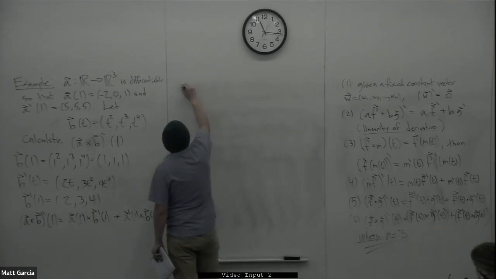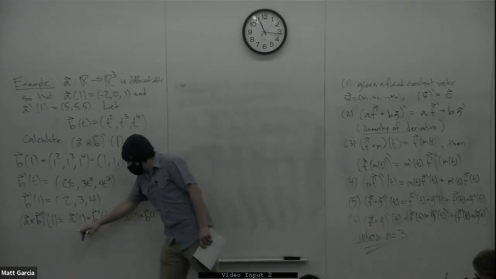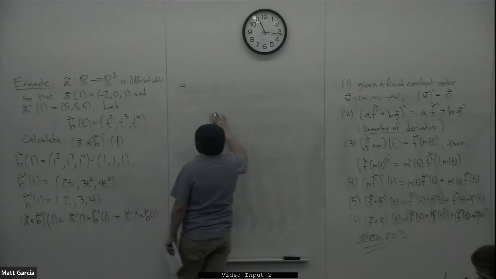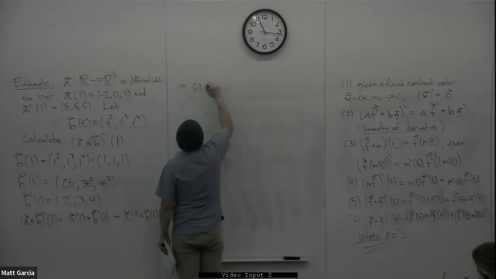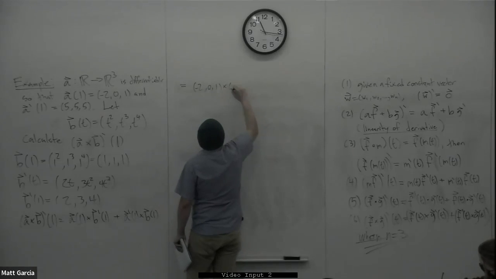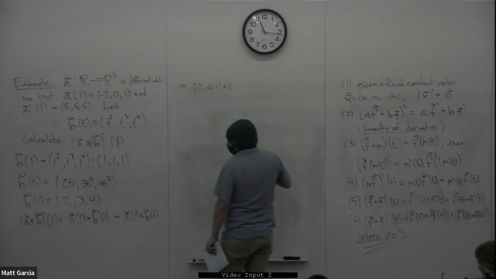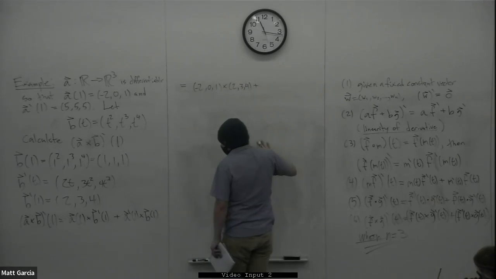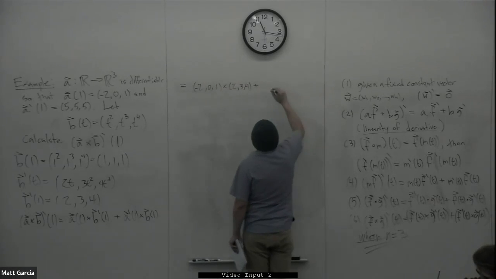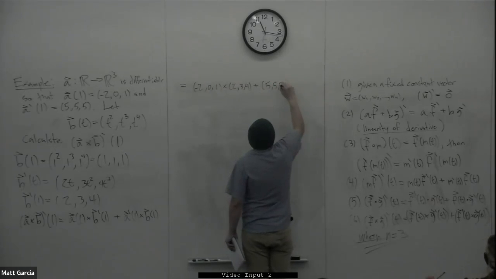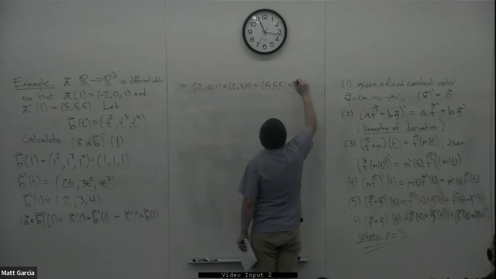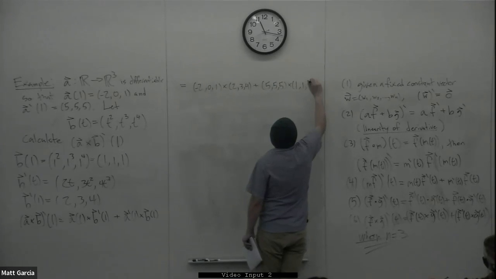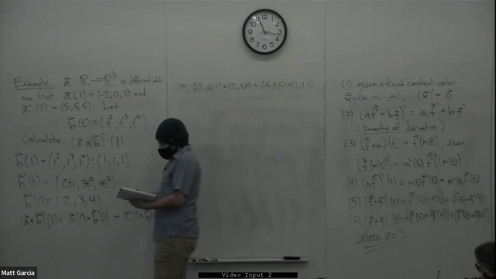Well, we know the specific vectors for all 4 of these quantities. So what is a hat of 1? Okay, -2, 0, 1 cross, we just calculated b hat prime of 1 is 2, 3, 4, plus a hat prime of 1 is 5, 5, 5 cross b hat of 1, which we calculated to be 1, 1, 1.